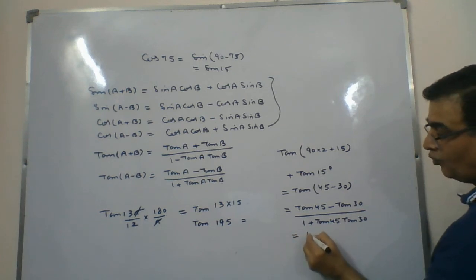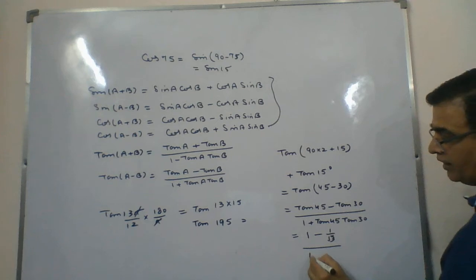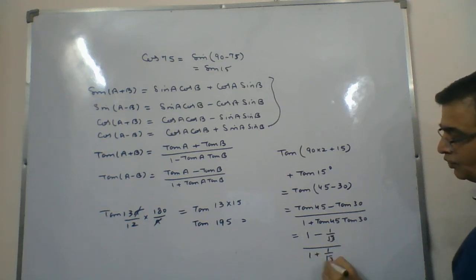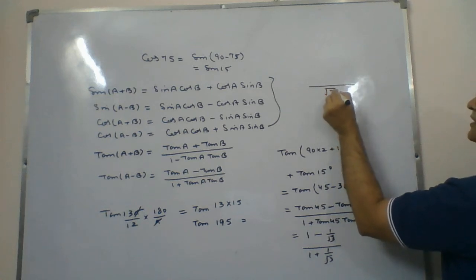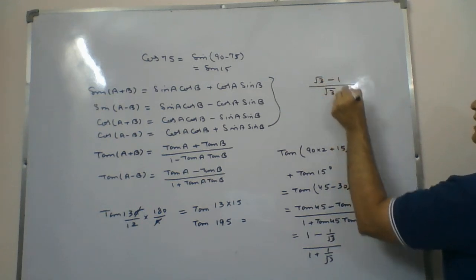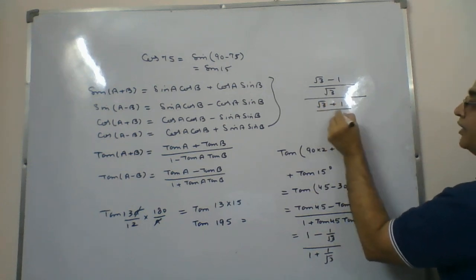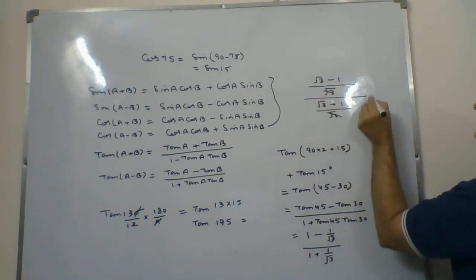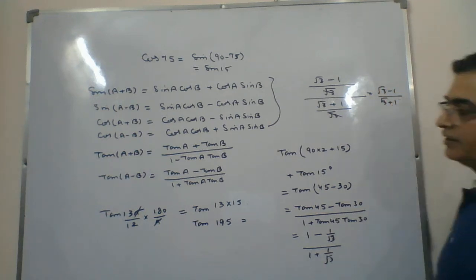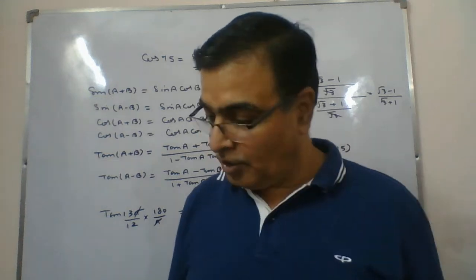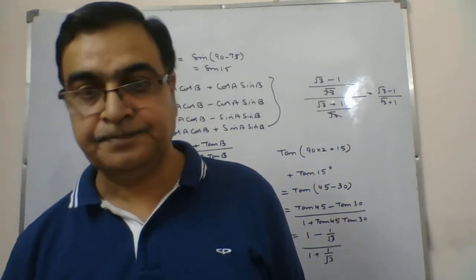1045 is clearly 1 minus 1 by root 3, 1 plus 1 by root 3. And when you solve it, the numerator has LCM root 3, so it will be root 3 minus 1. Same way it is root 3 plus 1 by root 3. So this gets cancelled out. Your answer is coming root 3 minus 1 by root 3 plus 1. So this angle also we can calculate easily. There is no problem we have in the question.